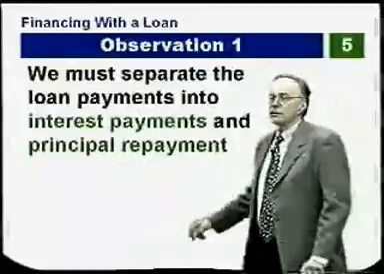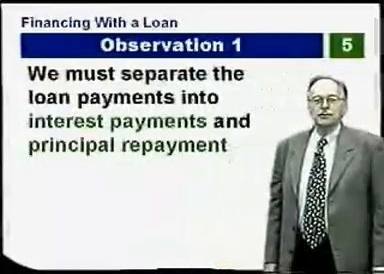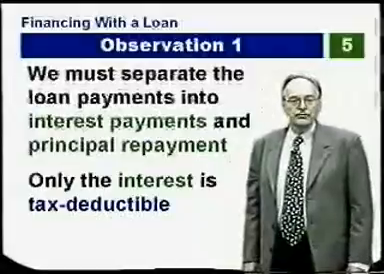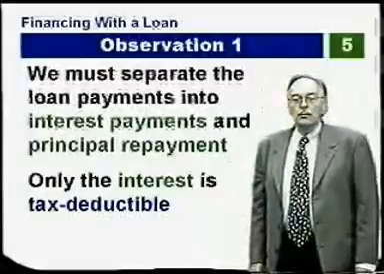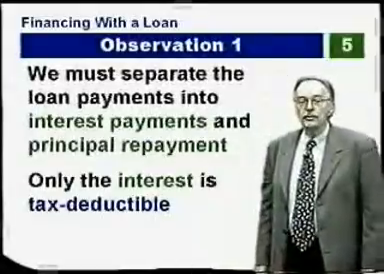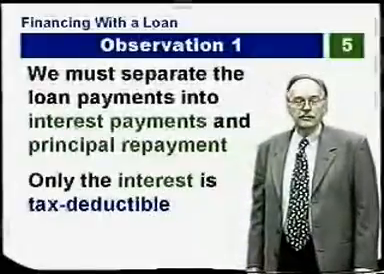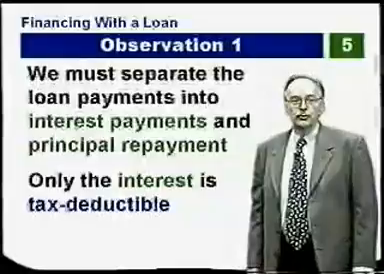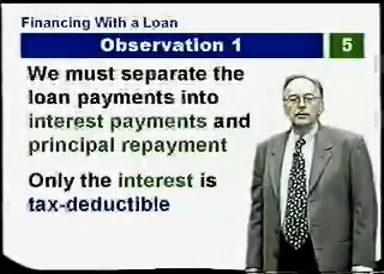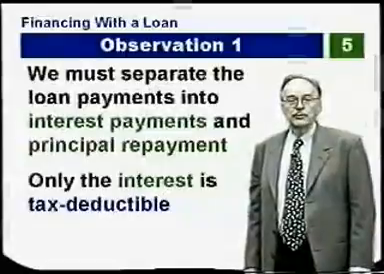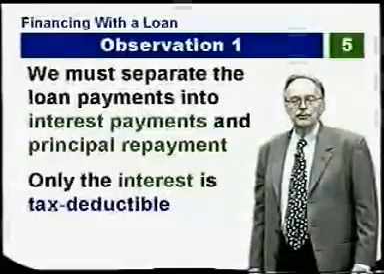Now, our first observation is that we must separate the loan payments into interest payments and principal repayments, because only the interest is tax deductible. When we obtain a loan, in this example of $200,000, that's a fairly large amount. That amount is not classified as taxable income because it's presumed that we will repay that amount. So any portion of the principal that's repaid is not a tax-deductible expense, but only the interest is tax-deductible.